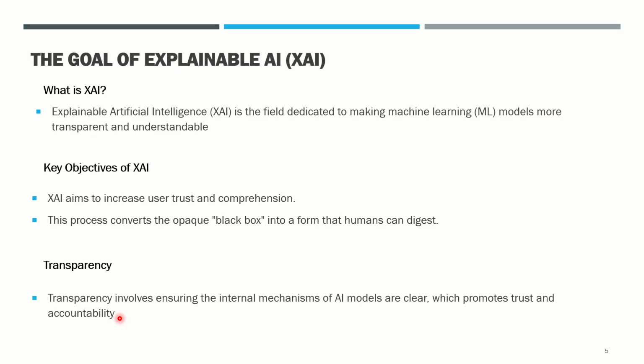The goal of XAI is a field dedicated to making machine learning more transparent and understandable. We aim to increase user trust and comprehension. This process converts the opaque black box into a form that humans can digest. Transparency is important because it ensures the internal mechanisms of AI models are clear, to promote trust and accountability. Because in the end, humans are the ones making the decisions.